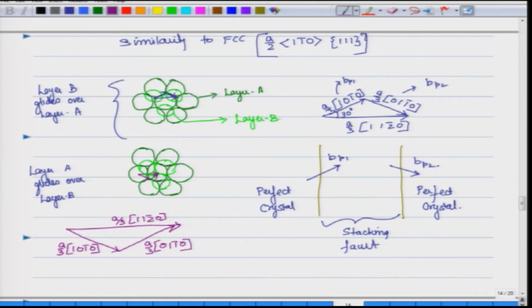Which means that when you look at the BP1 and BP2, now their positions have interchanged. So, the Burgers vector for the first one is this one and the second one is this one. So, this is something that is different when you have an HCP system. Here the layer B was gliding over layer A, and here layer A is gliding over layer B.